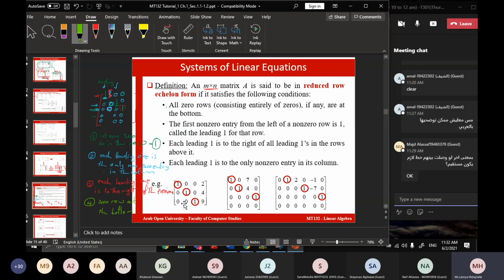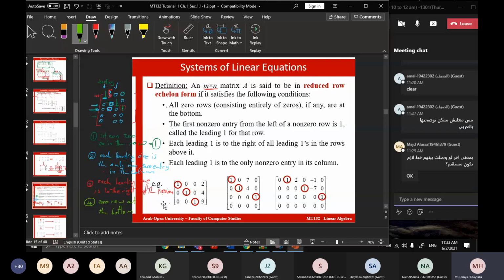Now, what about the first matrix? Is it in the reduced echelon form or not? What do you think? Let's check. In the first row, the first non-zero entry is 1. All the other elements in its column are zeros. Then we test the second row. The first non-zero entry is 1. All the other elements in its column are zeros. It is to the right of that.